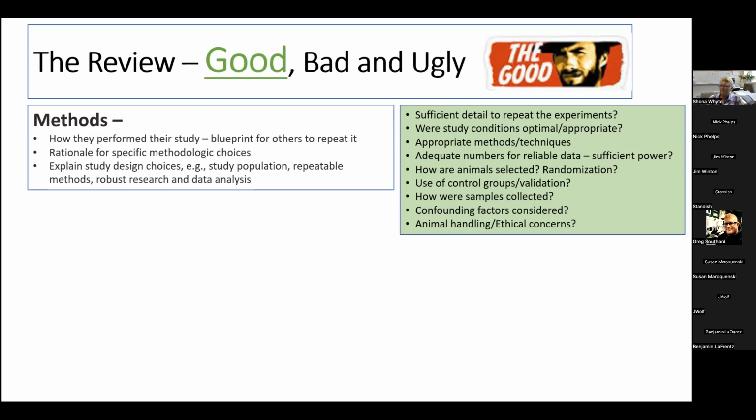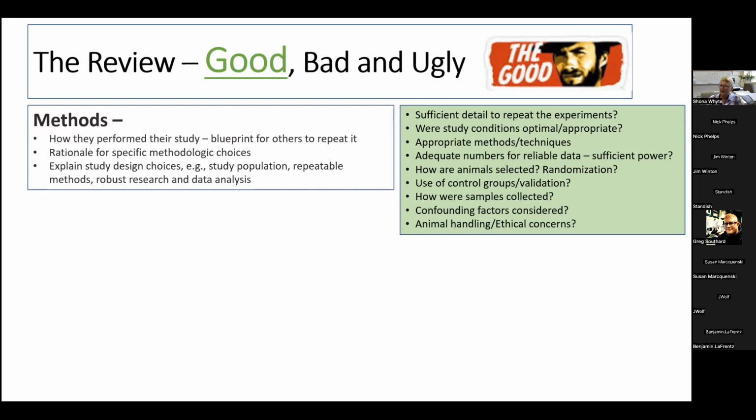So the questions: is there sufficient detail to repeat the experiments? Were study conditions optimal, appropriate? Do they have appropriate methods, techniques? Do they have adequate numbers for reliable data? Is there sufficient power there for being able to make inferences?